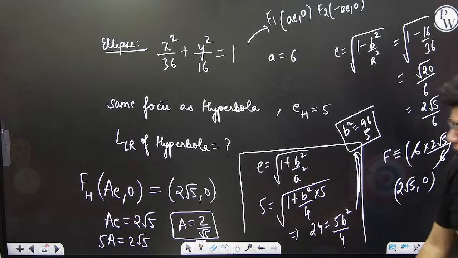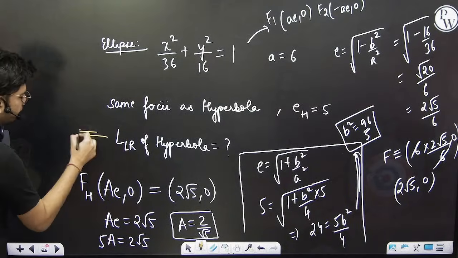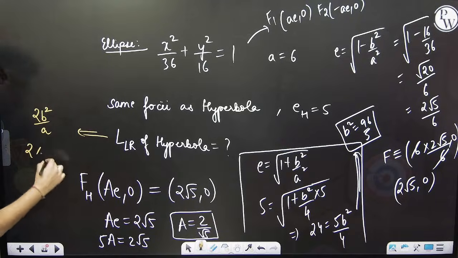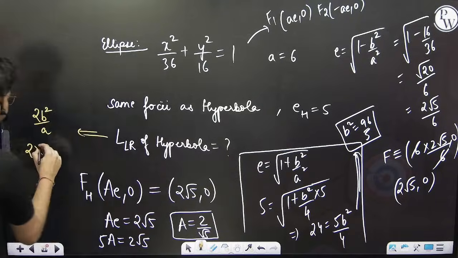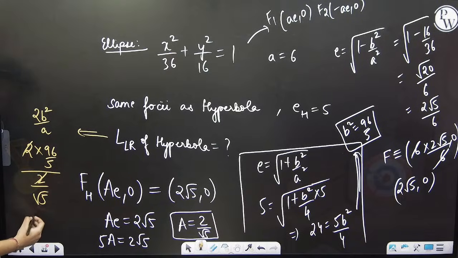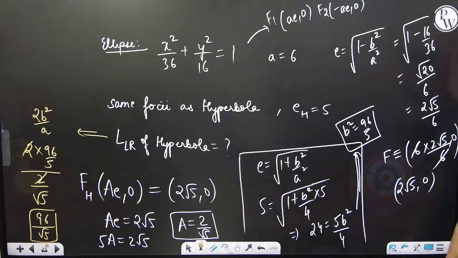And now I know the formula of length of latus rectum of the hyperbola. Length of latus rectum of the hyperbola is nothing but 2B square by A. So 2 into B square value is 96 by 5. And A value also you know, which is 2 by root 5. Just simplify it and get the result. So 96 root 5 by 5. So 96 by root 5. You will get something like this. This will be your length of latus rectum of the hyperbola. So this was the second question.